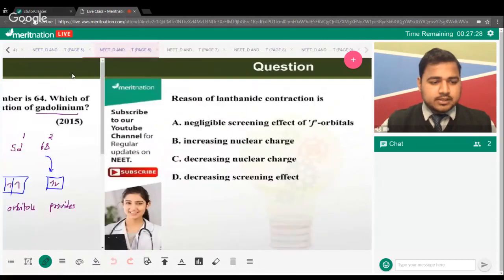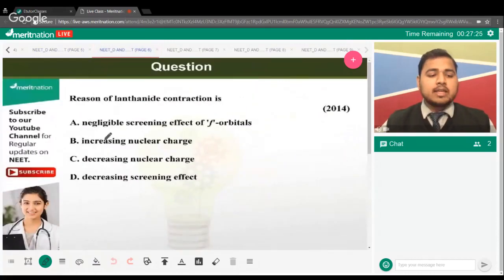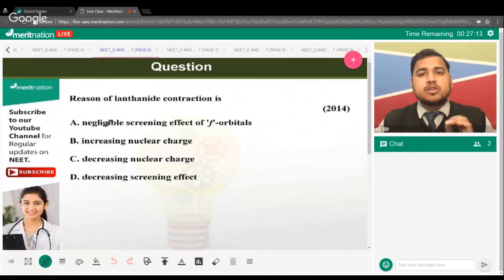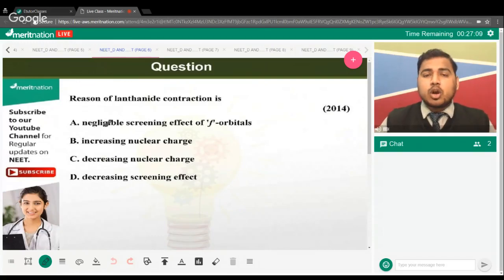Next question is the reason of lanthanide contraction. Students, what happened? Contraction means something is decreasing, something is squeezing. Got it? Lanthanide means it is talking about the 4f subshell. Similarly, you can also talk about actinide. Actinide is due to the 5f subshell. Only difference is in the subshell.